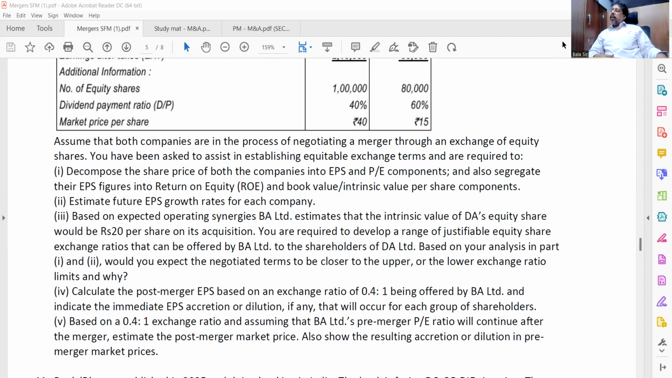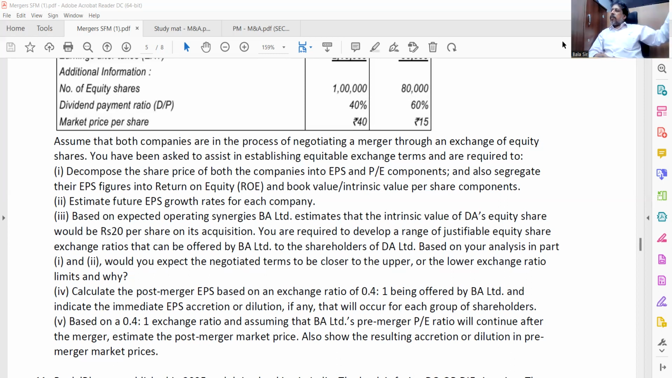Now tell me, what is a dividend payout ratio given for my company BA Limited? 40%. It is given that 40% is a dividend payout. That means 60% of the profits are retained by the company. Now, need not be current year. Maybe it's also going forward, right? Yes. So BA company pays 40% of their earnings as dividends. That means the balance 60% is retained by the company.